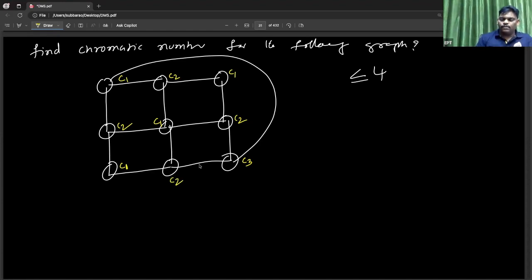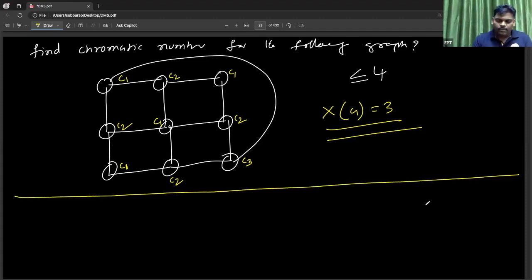Check. Anywhere a problem? Verify. I think what is the answer? 3. Because outside there is an odd length cycle. Odd length cycle means 3 colors are required. Inside, if you see, all are even length cycles. Even length cycle means something like a bipartite graph. So inside 2 colors are enough.